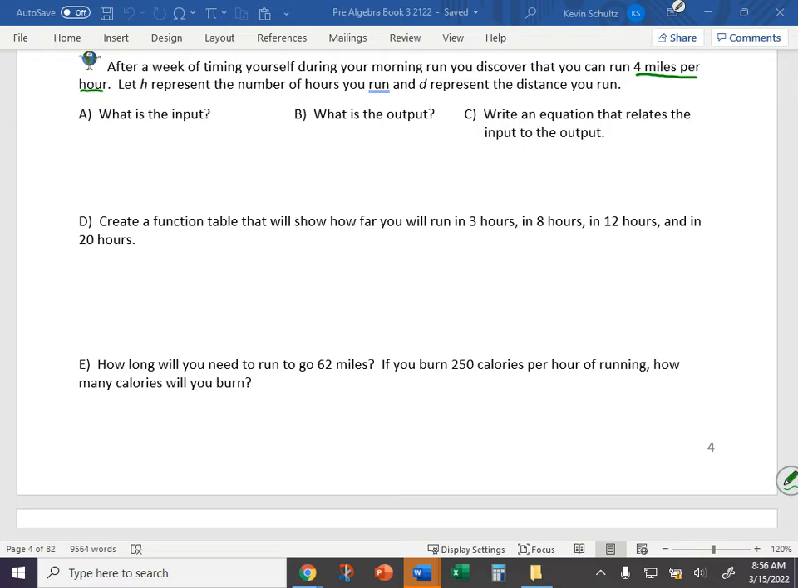Aid? Distance hours. We're testing the hours to conclude the distance. Okay? So the input is going to be H for hours. The output is going to be D for distance.